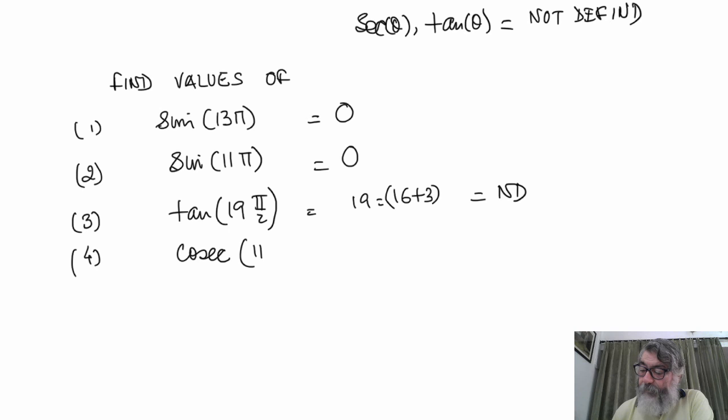Cosec 11 pi by 2. Again, 11, how will you write? 4 2s are 8. 11 will be 8 plus 3. Again, it is a multiple of 4, leaving remainder 3. So this is going to fall along downward.